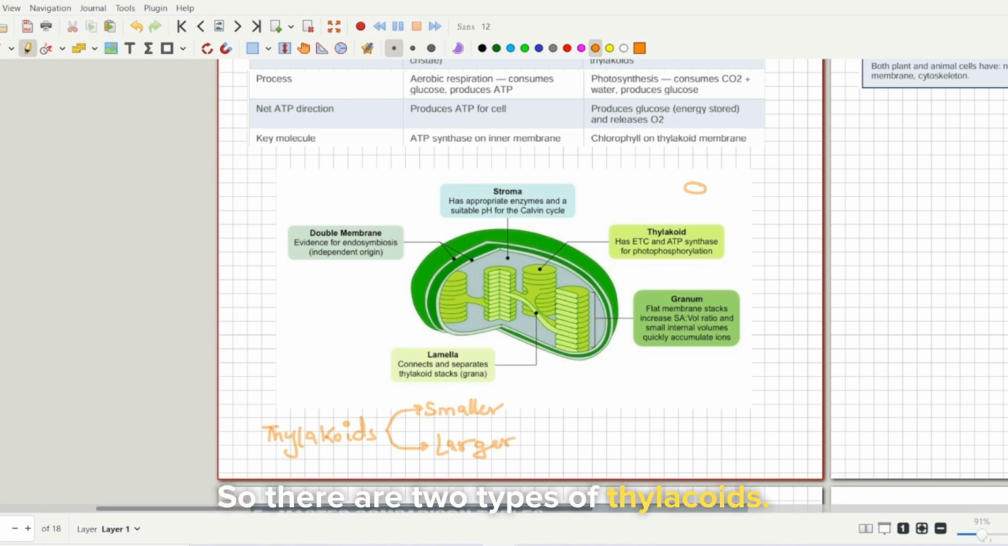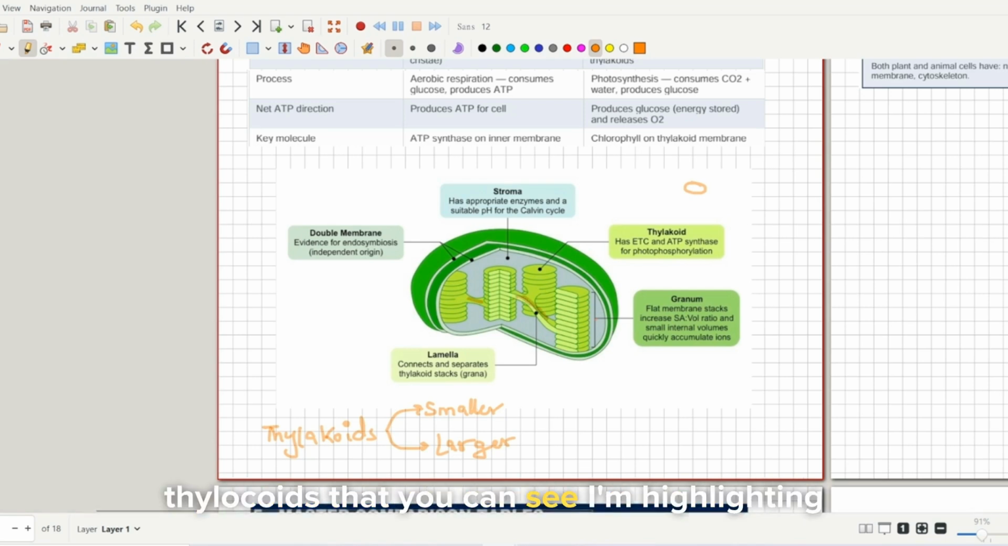So there are two types of thylakoids. The disc-like thylakoid that you are seeing here is called the smaller thylakoid, and the thylakoid that connects between the stacks of thylakoids that I'm highlighting here is called the larger thylakoid.